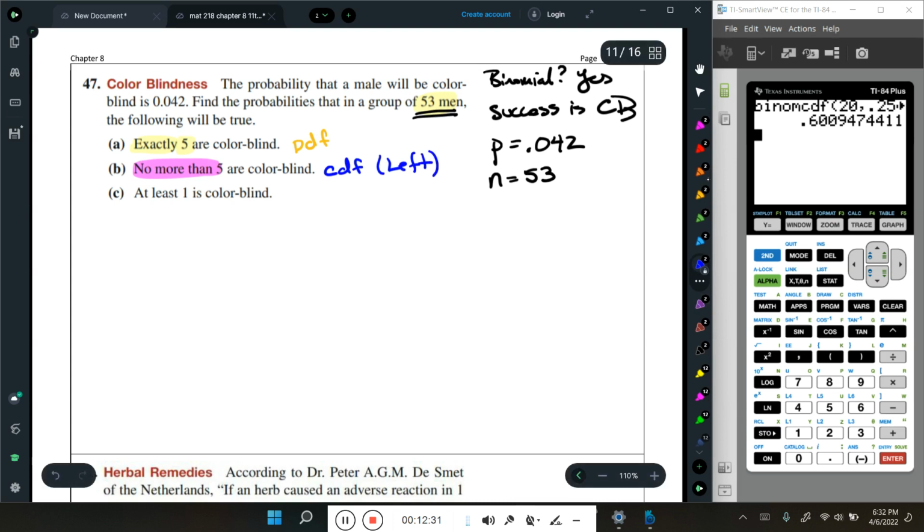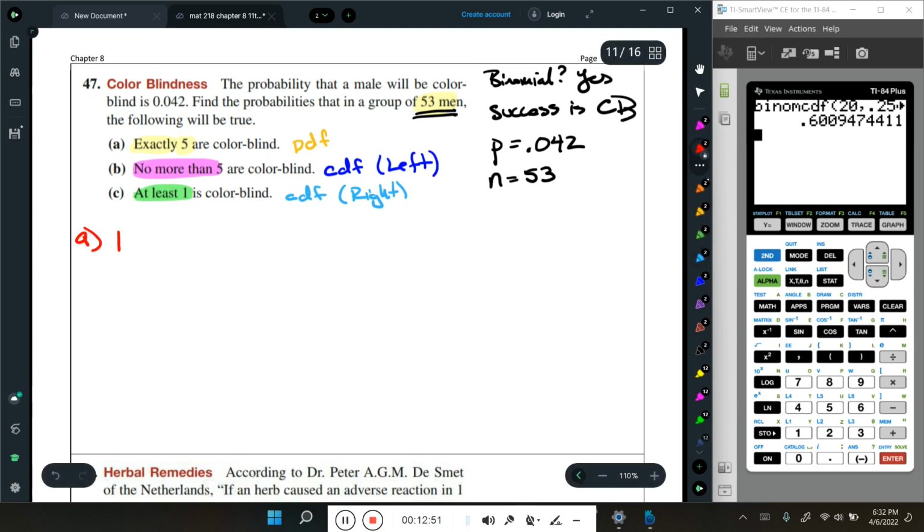And then the last one says at least 1. So that's a CDF, but that's a right problem because at least means 1 or more. So now that I've got them figured out what they are, let's go calculate them.